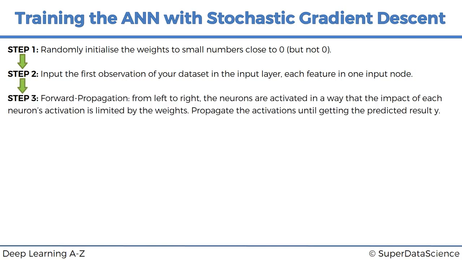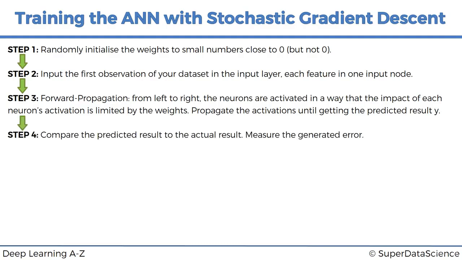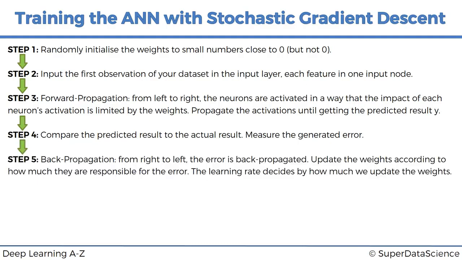Step three, forward propagation. From left to right, the neurons are activated in a way that the impact of each neuron's activation is limited by the weights. So the weights basically determine how important each neuron's activation is. Then propagate the activations until getting the predicted result, y hat in this case. So basically you propagate from left to right, you go all the way until you get to the end and you get your y hat. Then compare the predicted result to the actual result, measure the generated error. And then you do the backpropagation. From right to left, the error is backpropagated. Update the weights according to how much they're responsible for the error. Again, you are able to calculate that because of the way the backpropagation algorithm is structured.